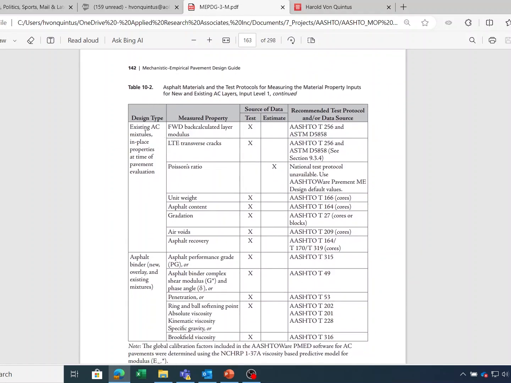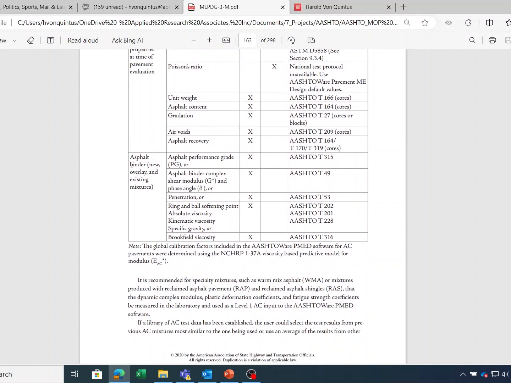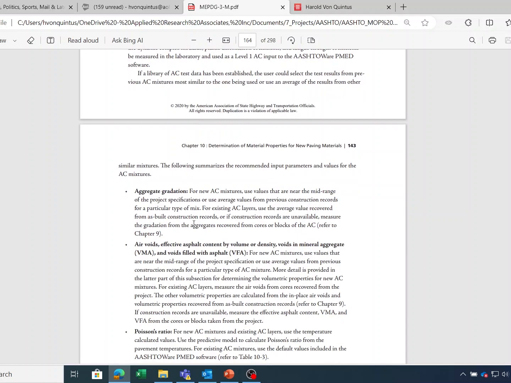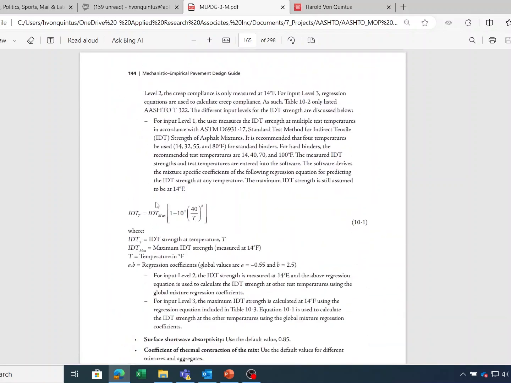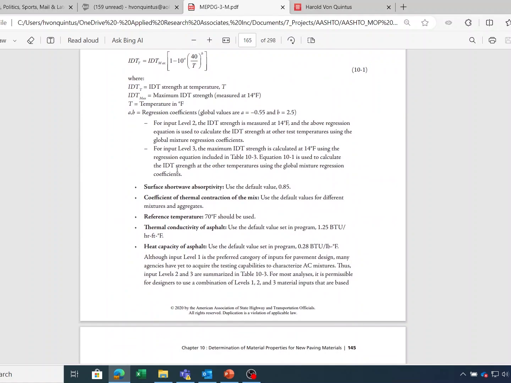And table 10.2 continues with the existing asphalt layer, and then the asphalt binder itself, the inputs that are required to characterize the asphalt binder, and then the different material properties, definition and discussion.